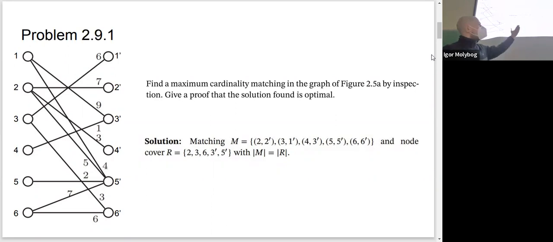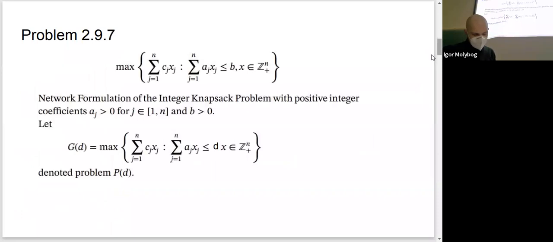Therefore, the cardinality of our matching and the cardinality of our covering coincide, and therefore we have proven that the solution that we have found is in fact optimal. Any questions regarding this problem? None? Great. The next problem is the problem 297 from the book.